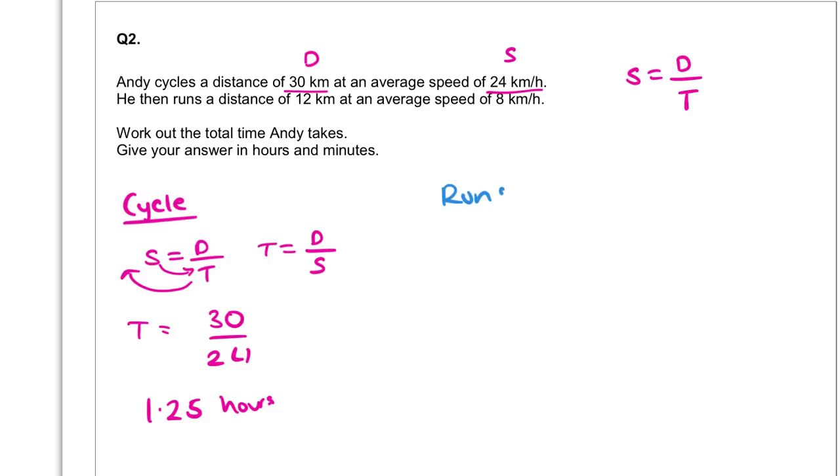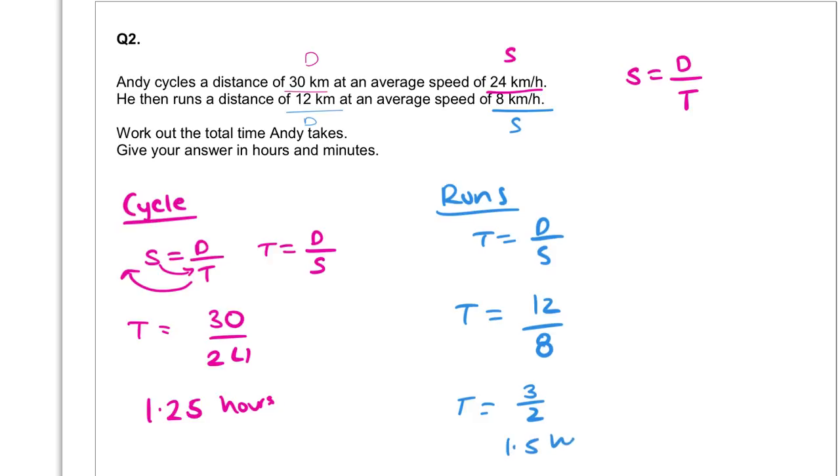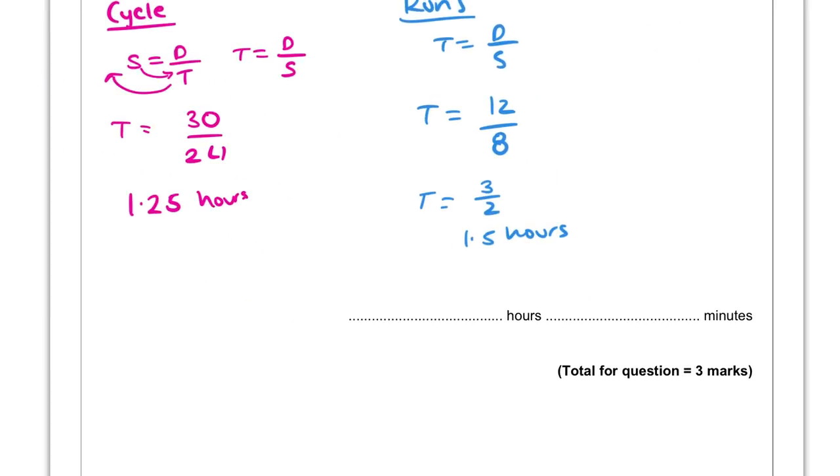Then he runs. Now, again, with the running, what do we have? We have a distance and we have a speed. So the same again, we want to work out the time. So distance over speed. Time is 12 divided by 8. So 12 divided by 8, I get 3 over 2, which is 1.5 hours. Okay, lovely. So what does it want? The total hours in minutes. So if I add them together, I get 2.75 hours.